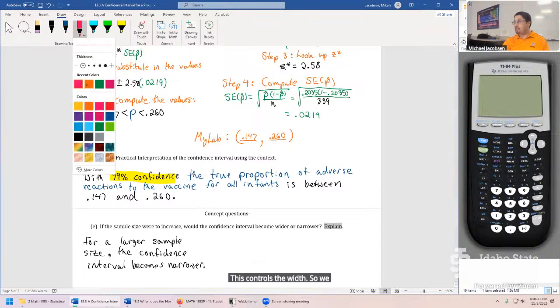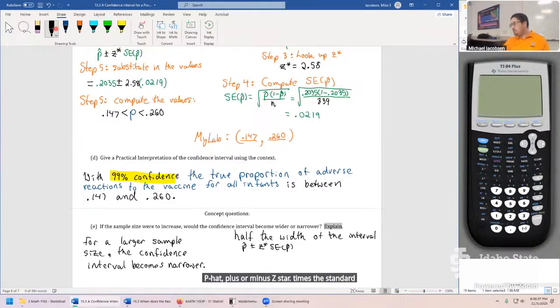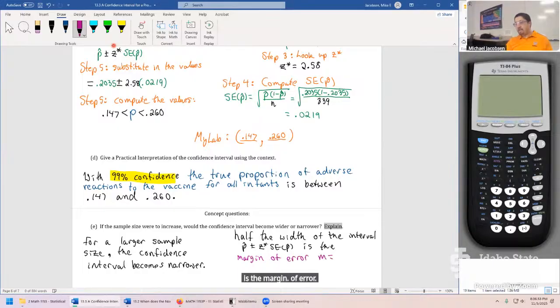So we can say here, from the concept we saw before, half the width of the interval p hat plus or minus z star times the standard error of p hat is the margin of error, m.